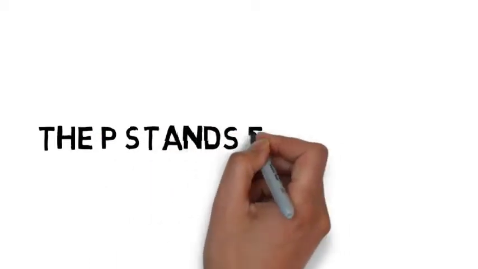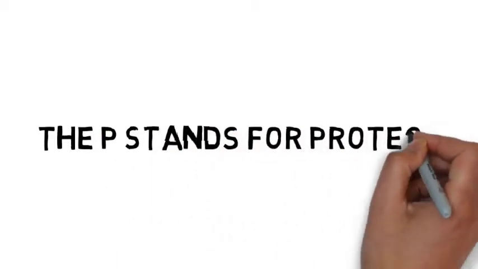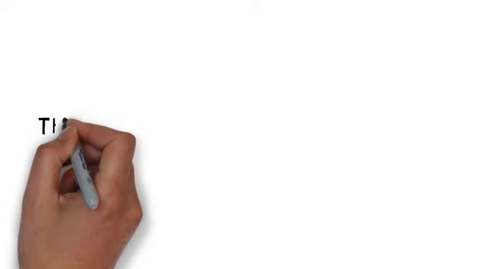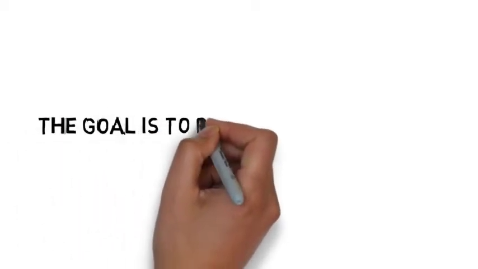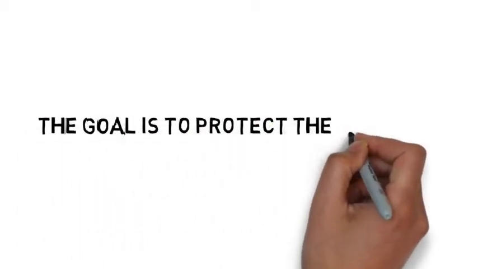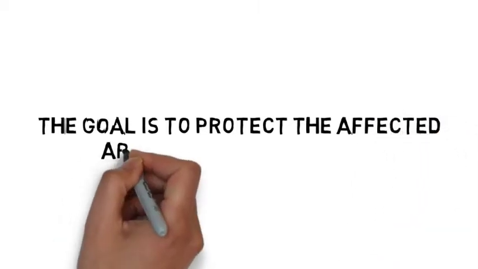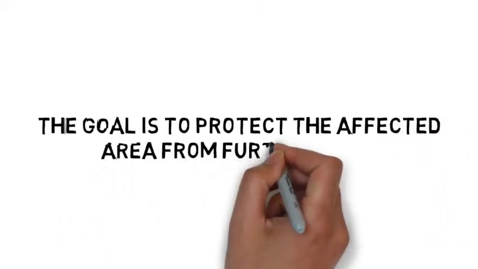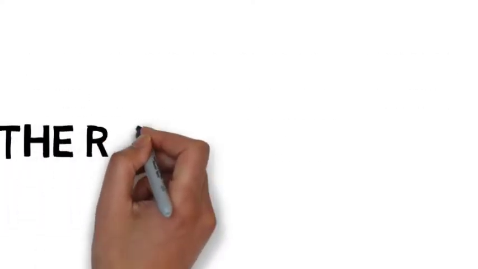You should protect the injured area by applying elastic bandages, slings, or a splint. Obviously, what you apply will depend on where the injury is and the severity of the injury. The goal here is to protect the affected area from any further harm.